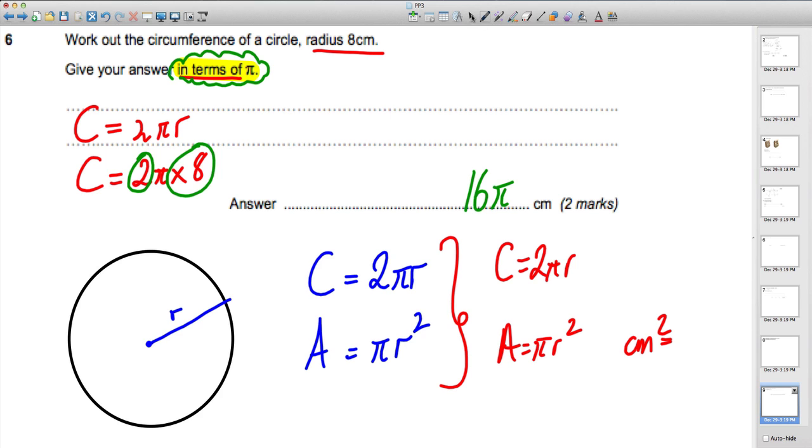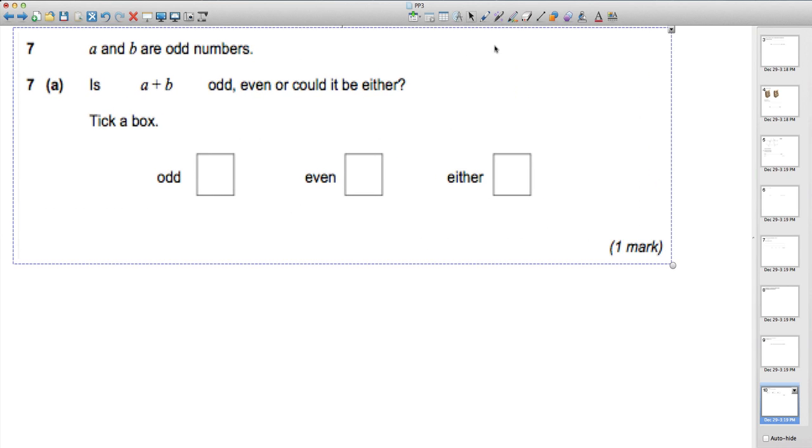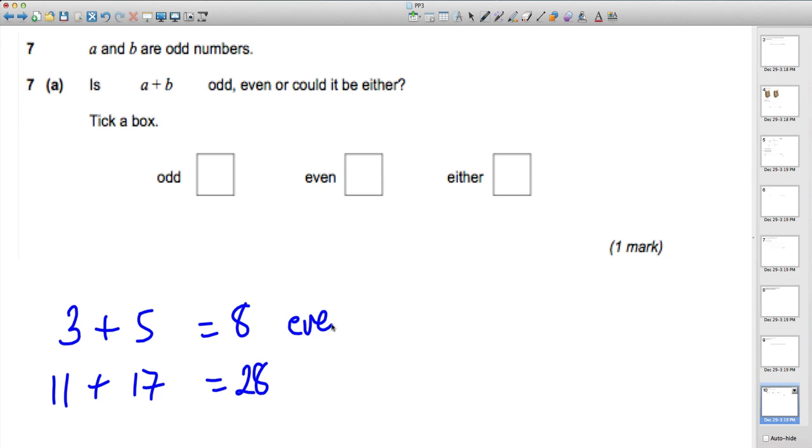Okay? Okay, next. Question 7. A and B are odd numbers. Is A plus B odd, even, or could it be either? With these questions now, I would always suggest you just think of a few examples if you can't see straight away. A and B are both odd, so pick 2 odd numbers. 3 plus 5, you get 8. Let's pick another 2. 11 plus, let's say, 17, you get 28. That was even, that was even. Okay, 1 plus 3 is 4, that's even. It seems to me that if you add together 2 odds, you get an even.